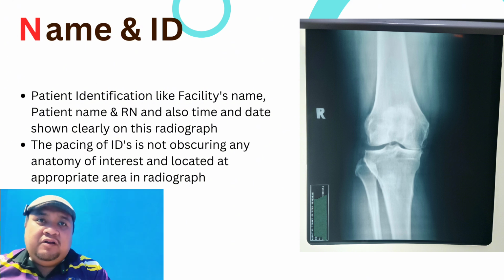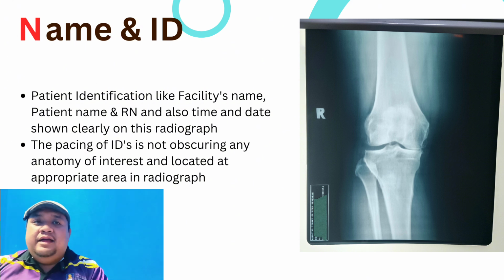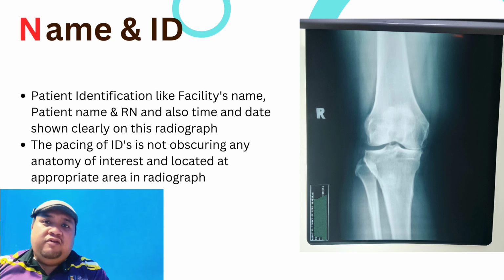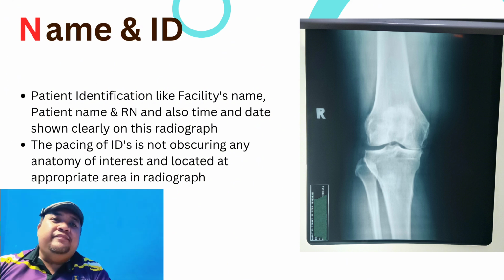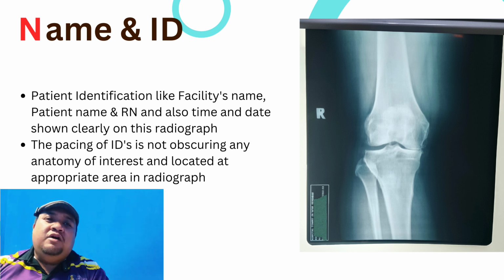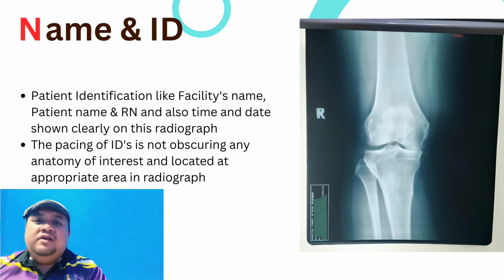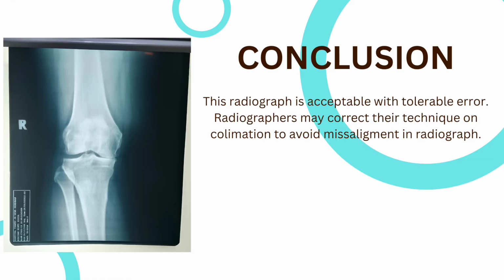Also, the placement of the ID block is correct. It is located at the corner of the image and does not overlap or obscure any part of the knee joint or surrounding anatomy. That's exactly what we want: ID that is clear but doesn't get in the way. Why is it important? Without proper ID, the image cannot be matched to the correct patient. In an emergency setting, this could lead to serious medical or legal consequences.